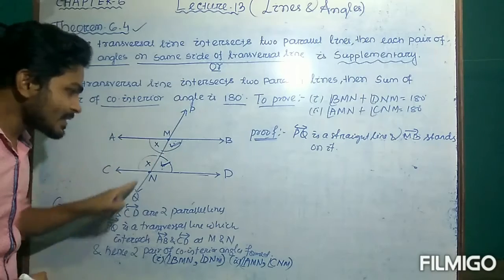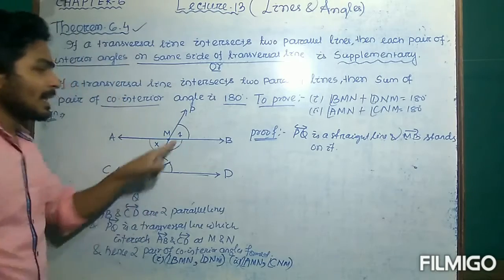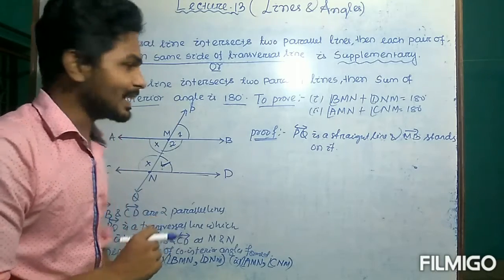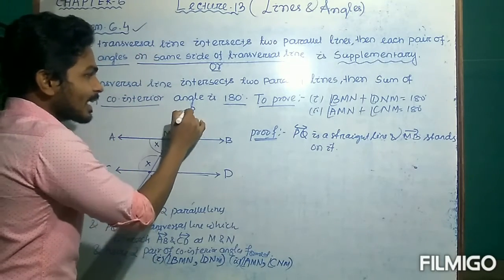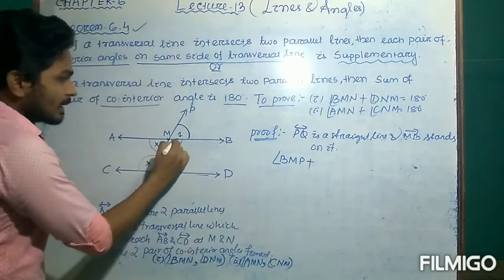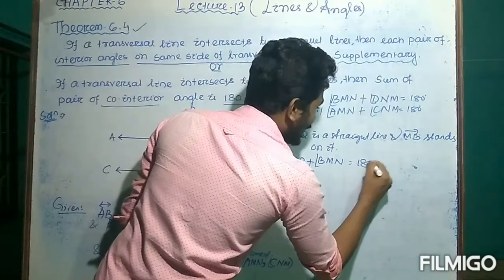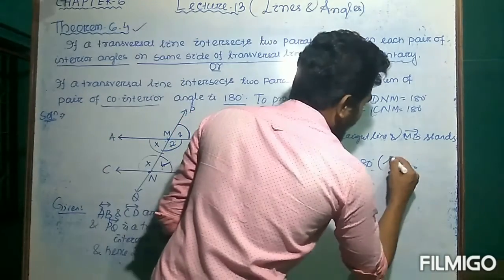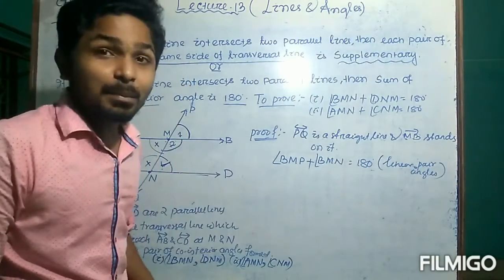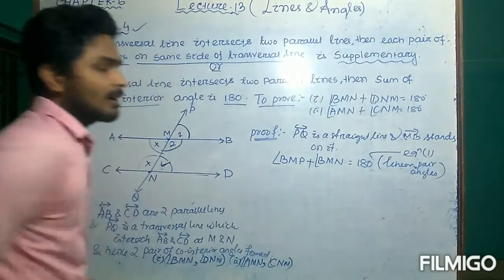Then we know, if on a straight line one ray stands, then the two angles formed, this is the first angle, and this is the other angle 2, are known as linear pair angles, and the sum of these two linear pair angles is equal to 180 degrees. So you can write angle 1, the angle BMP, plus angle 2, BMN, is equal to 180 degrees. Why? Because linear pair angles, or axiom 6.1 and 6.2. This is equation 1.